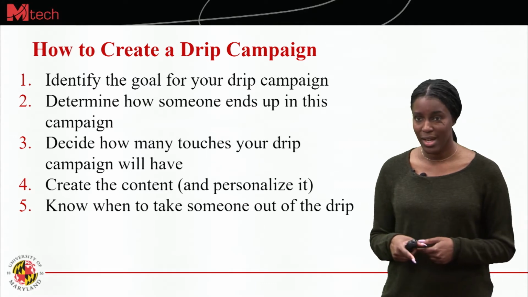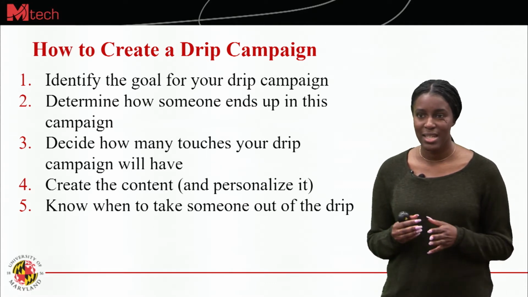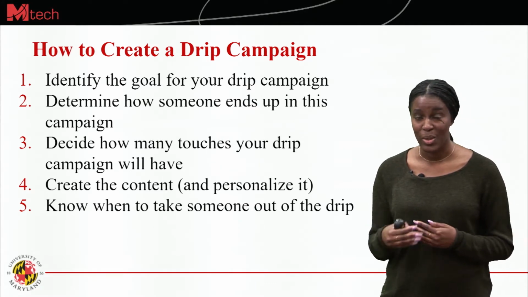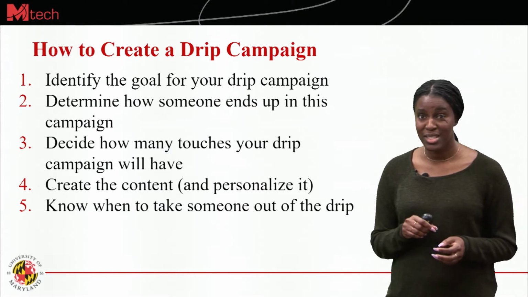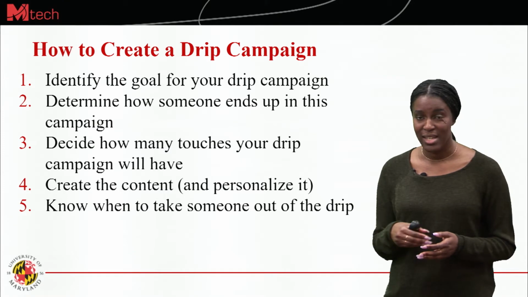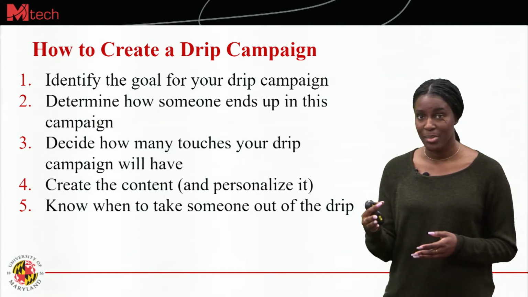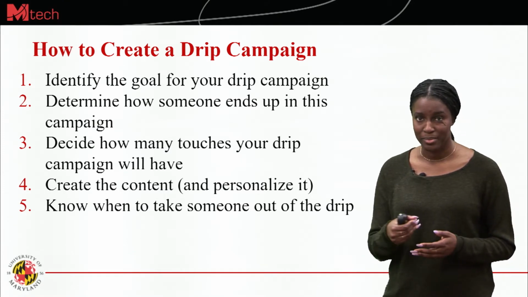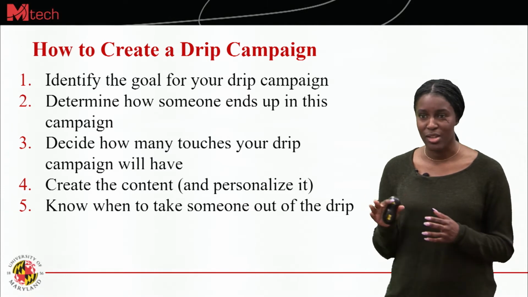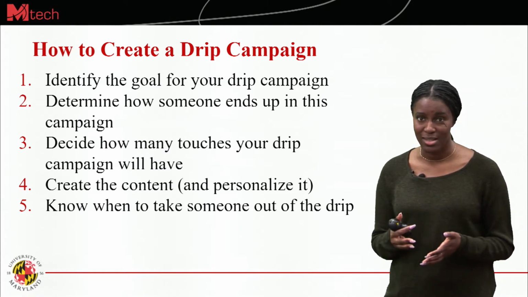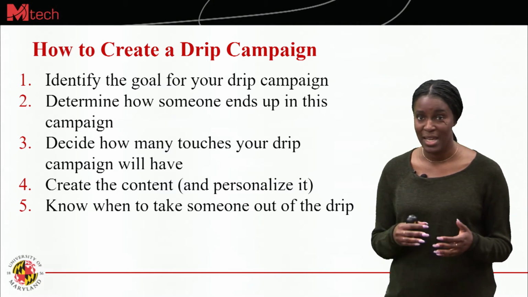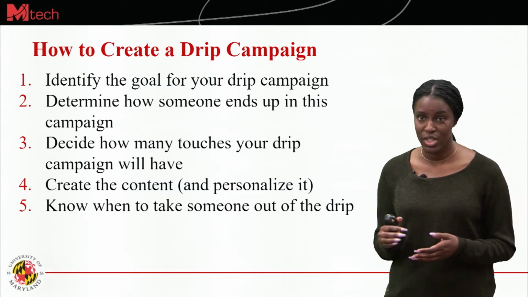Now, once you've figured that out, then the next is to decide how many touches or how many emails you want to send this customer. So really understanding the customer journey and how you're going to meet them at every step with an email touch point. Now, once you've done all of that planning, then your 4th step is to create the content. So actually creating the emails and having them all set up and ready to go.